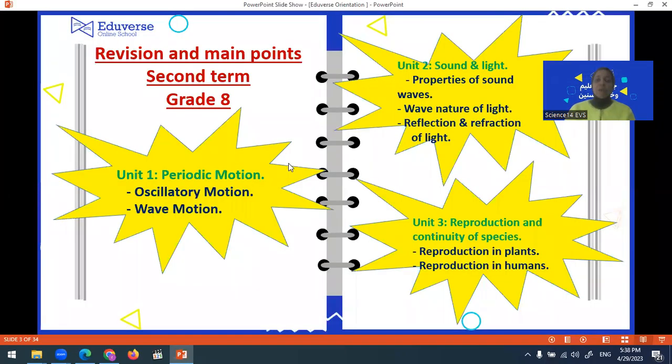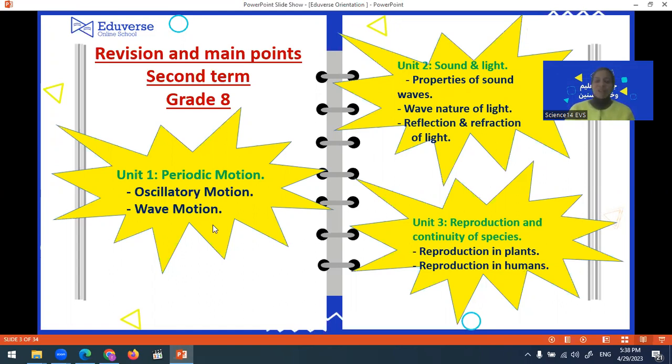First, let's talk about the units that we have here in our second term. We have periodic motion. We're going to talk about oscillatory motion and wave motion. Unit 2, sound and light. We're going to talk about properties of sound waves, wave nature of light, reflection and refraction of light. Unit 3, reproduction and continuity of species. We're going to talk about the reproduction in plants and the reproduction in humans.